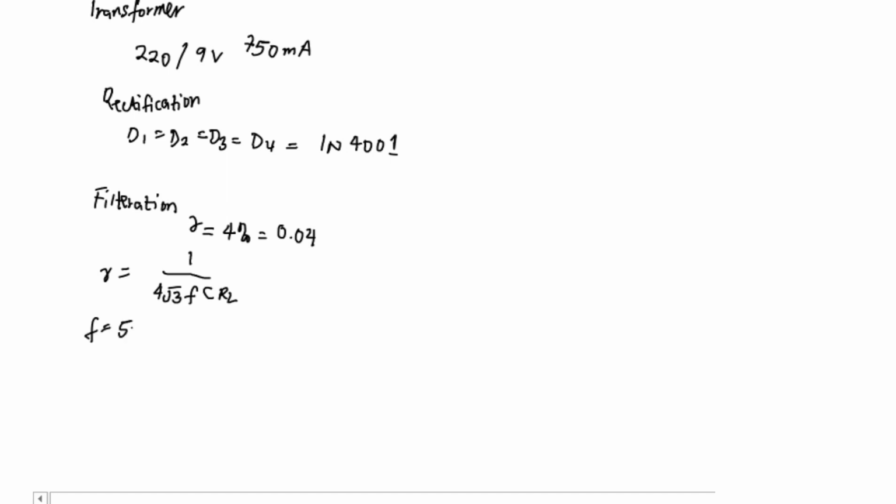So F is 50 Hz. Now RL is the load voltage divided by the load current. So the load voltage, remember, is 5 volts and the load current is 500 milliamp. So do the calculation and we have 10 ohms.